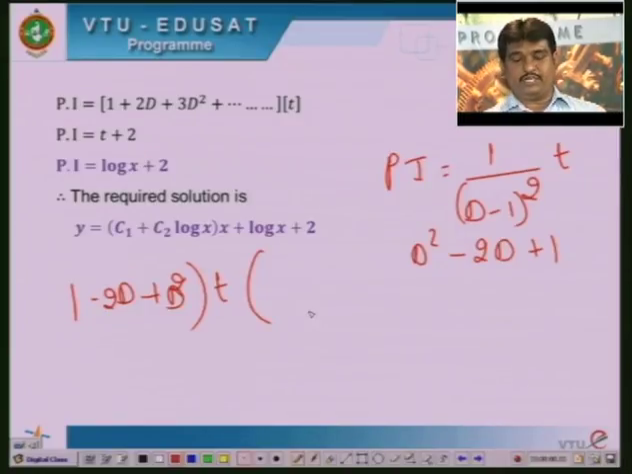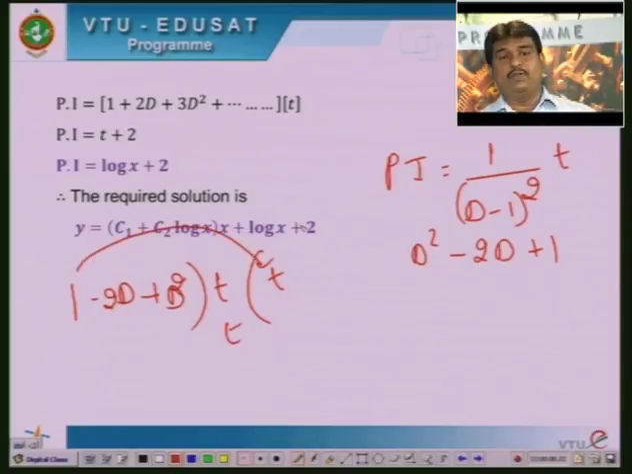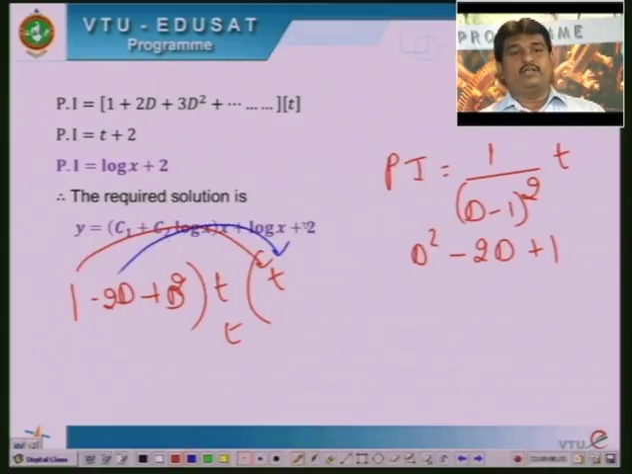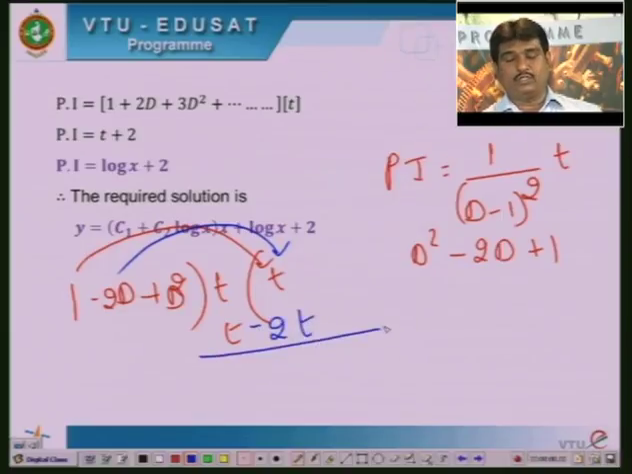Okay, the first term is t. t by 1 is t, 1 into t is t. Next, this part, 2 times derivative of t. Derivative of t is 1, minus 2 into derivative of t is minus 2t, so you will get minus 2t here. You subtract this, you will get 0 and plus 2t here.